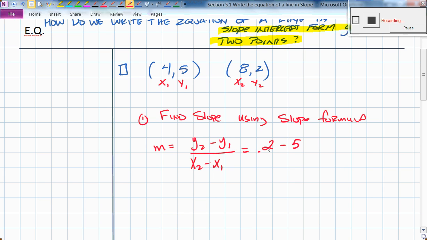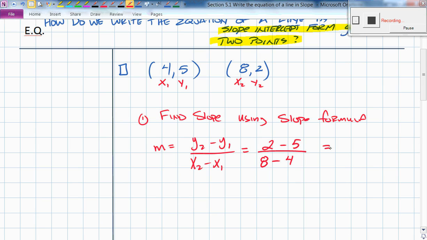Okay, on the bottom, x sub 2. Maria, what's the value of x sub 2? 8. Very good. I'm going to put a subtraction sign. What's the value of x sub 1? 4. Yes, very good. Here we go.